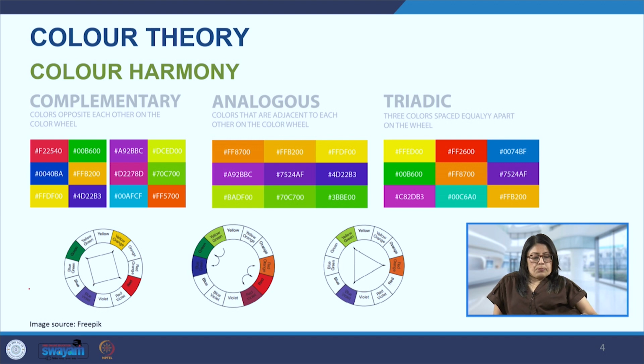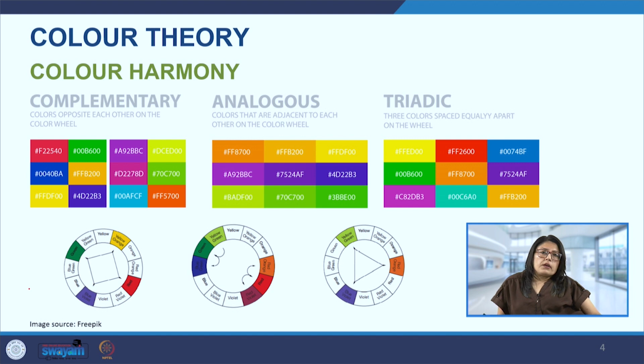Now color harmony is important because it refers to the pleasing combination of colors and how in our design, if we are creating say a web page or an application, what colors will go well together and how do we come up with these color families and the color combinations which will give a very pleasing effect to our work. So some of these color harmonies are complementary colors.